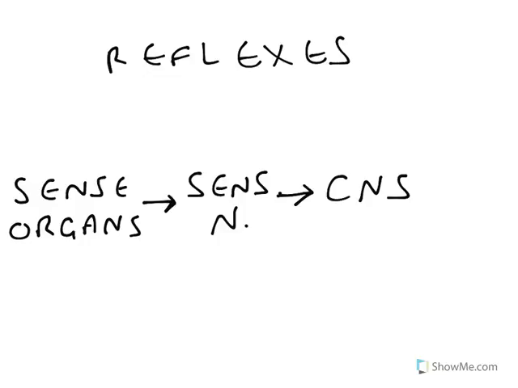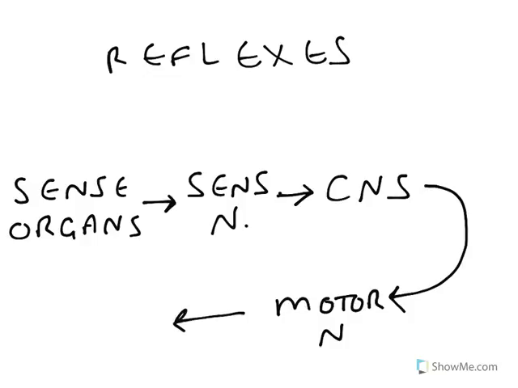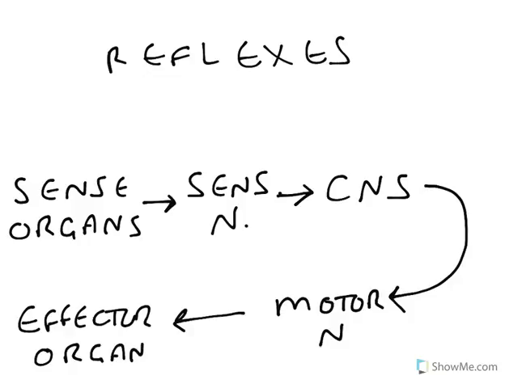After processing, we then need to produce a response, and that response is mediated by motor nerves. So there are effector nerves, motor nerves, which are able to tell effector organs what to do. We're going to go through the specifics in terms of blood pressure control in the cardiovascular system right now.